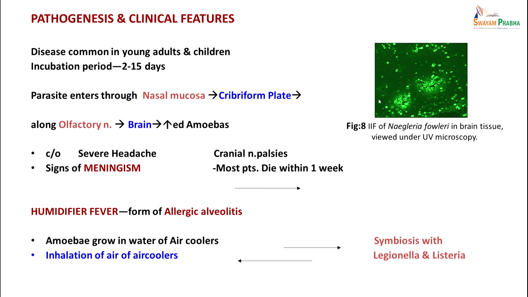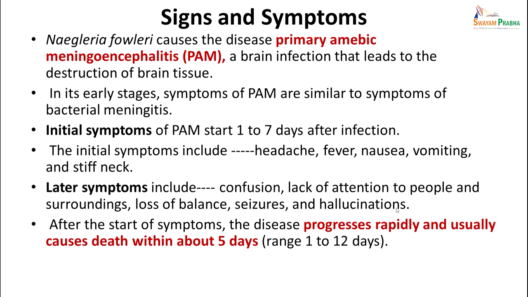This Naegleria fowleri can be demonstrated in brain tissue under UV microscopy. It can also cause humidifier fever, which is a form of allergic alveolitis. This occurs due to amoebae which grow in air coolers. Inhalation of the air from the air coolers could lead to this infection, and usually this infection occurs along with symbiosis with Legionella and Listeria. These two organisms could also be present in the air coolers and they could cause this form of disease.